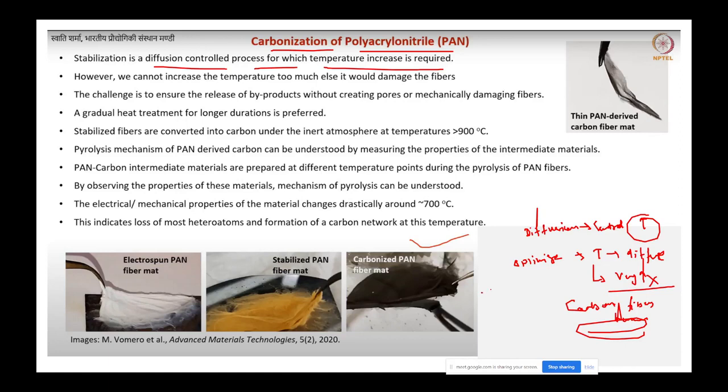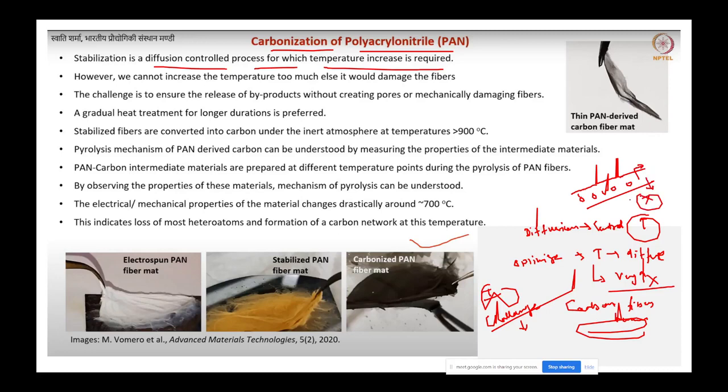Wherever you are playing with the temperature, there is a challenge. What is that challenge? The challenge is to ensure the release of byproducts without creating pores. If you apply temperature here, there is a chance of pores being created. Pores should not form, and at the same time, the fibers should not be mechanically damaged, damaged or burned.